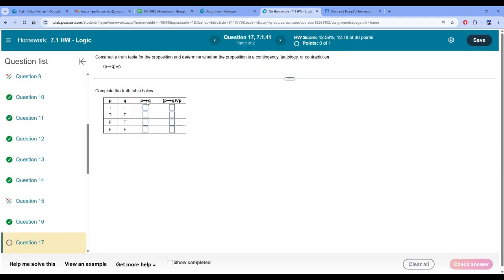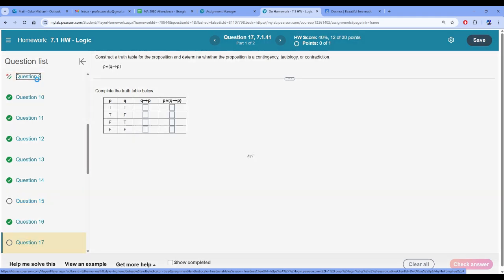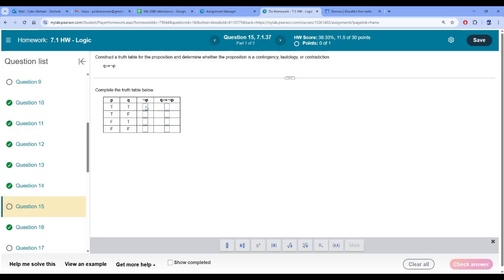All right, so P implies Q. Was that 15? Whatever. Maybe it was 9. No, it was 15. So let's see. Not P would be false, false, true, true. And does Q imply, if Q is false, if Q is true, does that imply that I don't know.